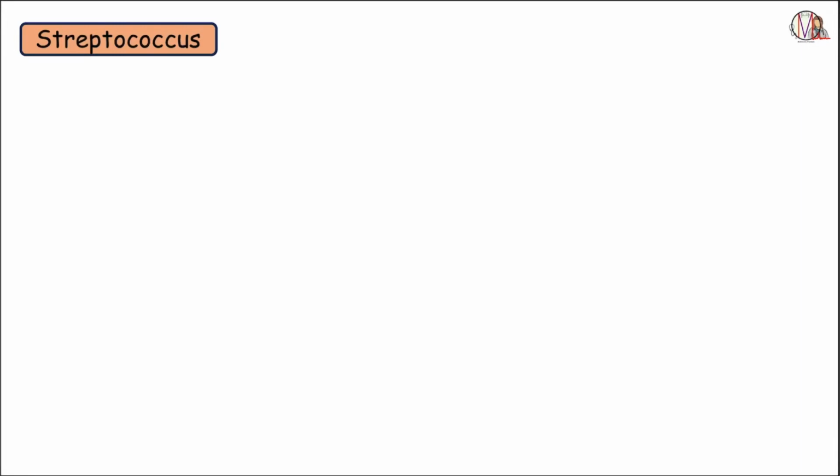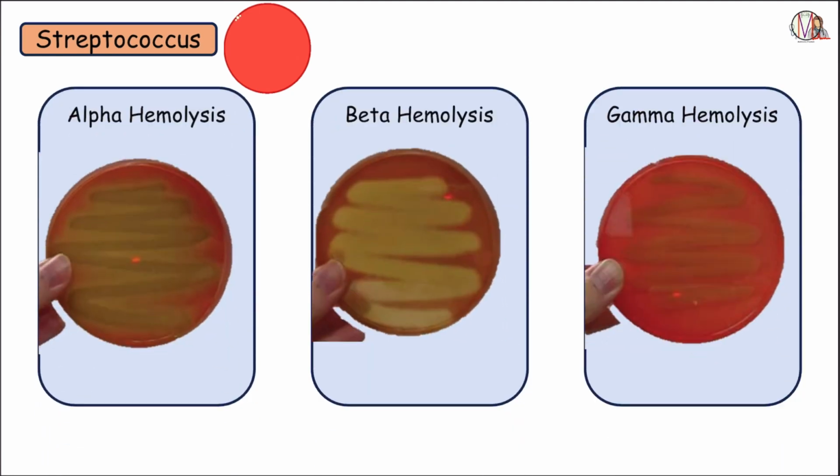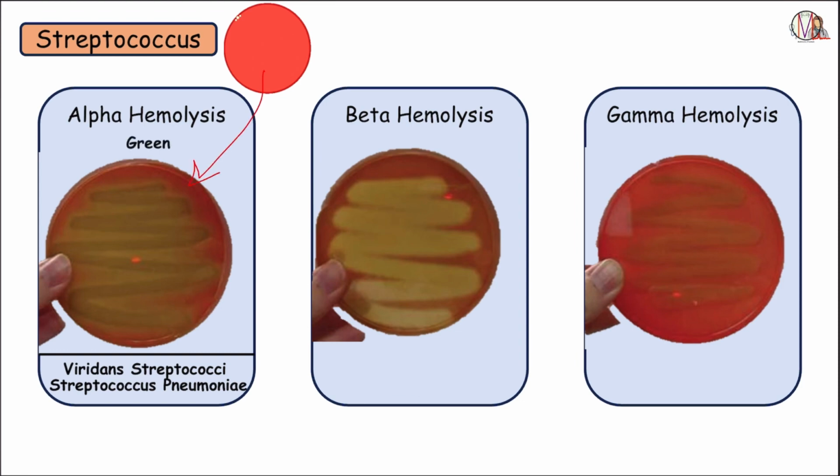Streptococcus bacteria exhibit various hemolytic patterns, including alpha, beta, and gamma hemolysis. Within the alpha hemolytic category, we find virulent streptococci and Streptococcus pneumoniae. Alpha hemolysis means partial oxidation of red hemoglobin to green methemoglobin. In contrast, Streptococcus gallolyticus and Enterococcus fall under the gamma hemolytic category, where there is no oxidation.